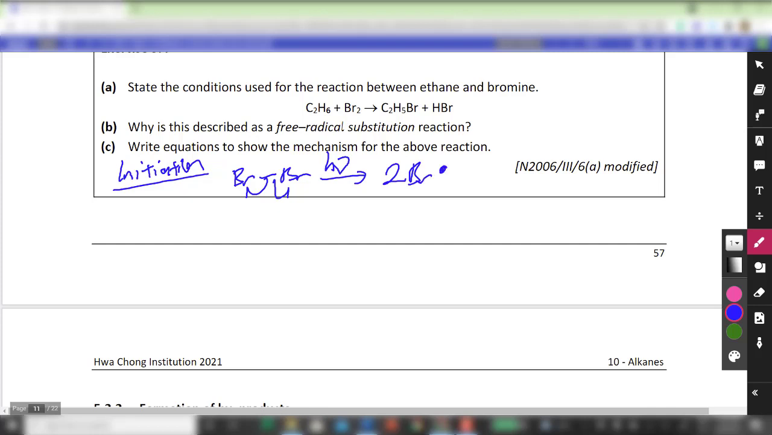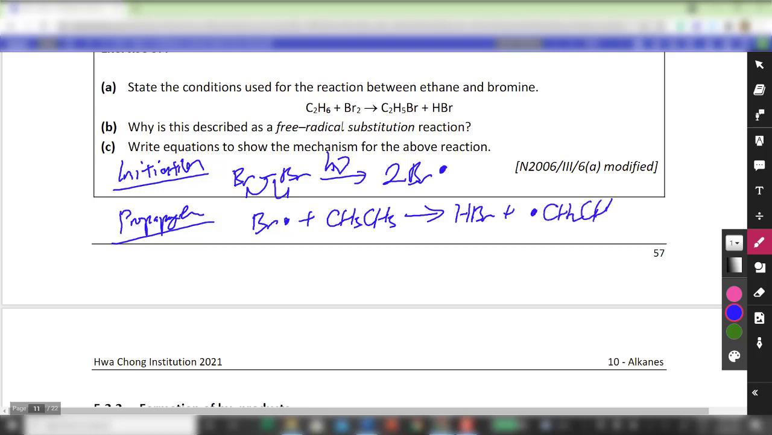Okay, and then for the propagation steps, we are going to have the bromine radical combining with CH3CH3. It's actually easier to write ethane this way. You will get to understand why. And then I will generate HBr and the ethyl radical. So this is an ethyl radical, CH2CH3. And then the ethyl radical will react with bromine, Br2, and in the process, it will generate the bromine radical in the course of the reaction.